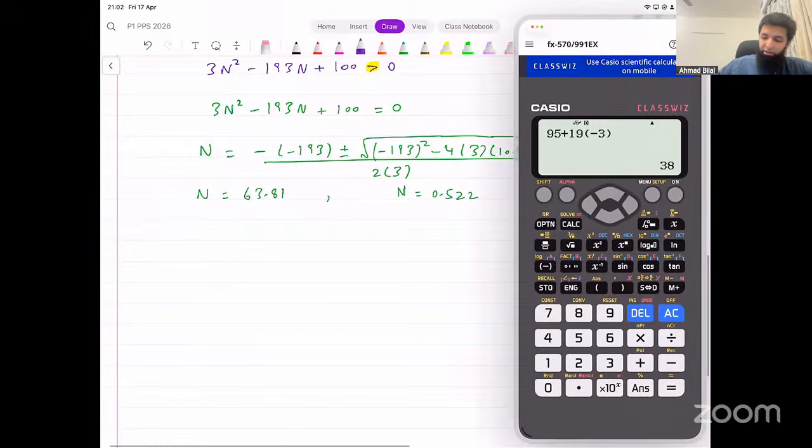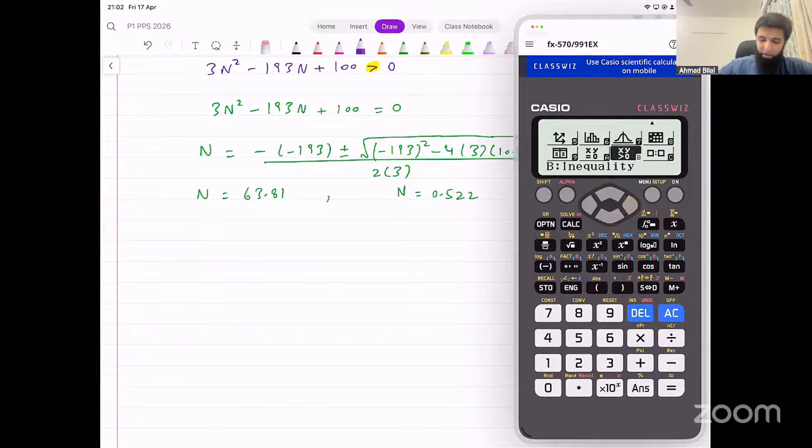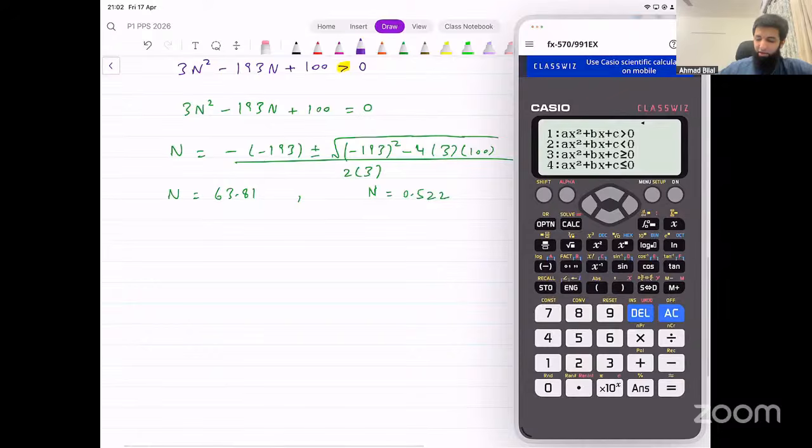If you do it on your calculator directly, how do you do that? Menu, inequality. After this step, you can do it on your calculator, not before this. You have to show working until this step at least. Inequality, polynomial degree 2. This is a greater than 0 inequality, right? So that will be number 1, then 3, negative 193, and 100.